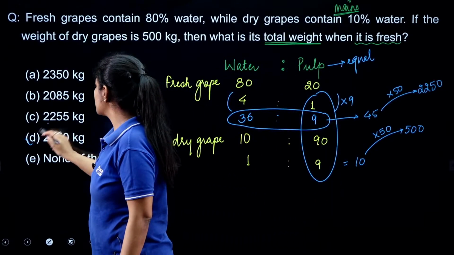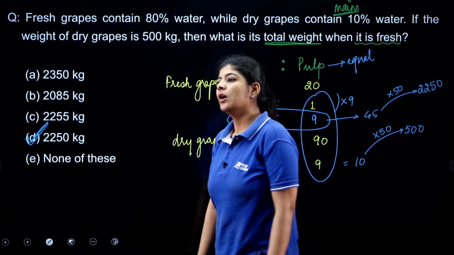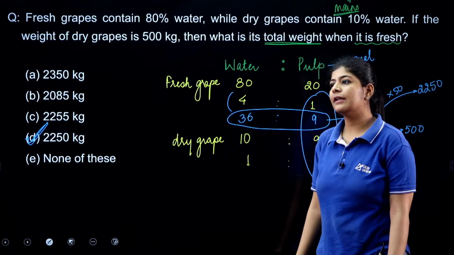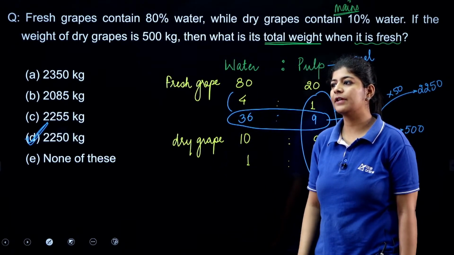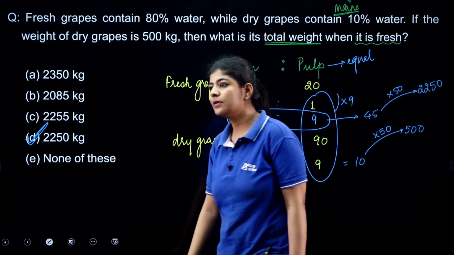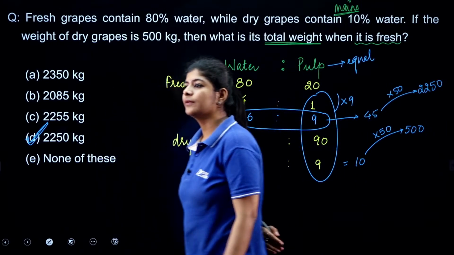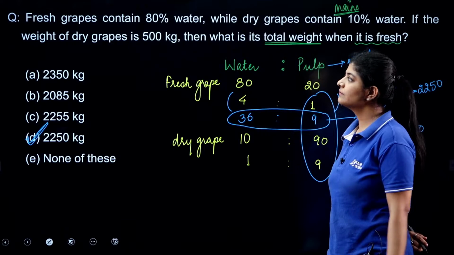That means option number D is the correct one. Option number D is the correct one. Very good, Radhe, Lucifer. Very good, Indu, very good, Anu, right? Next.